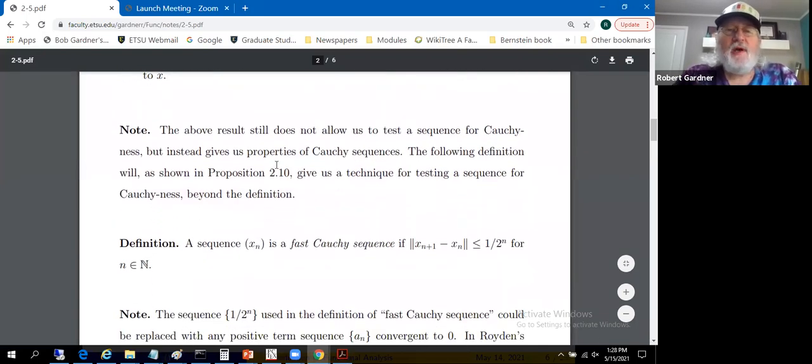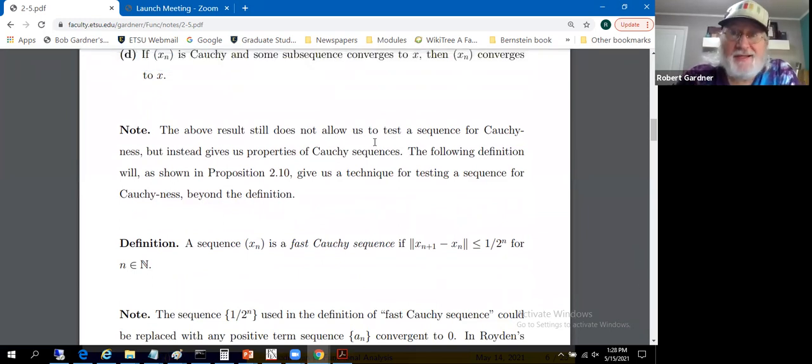All right, this previous result still doesn't allow us to test a sequence for Cauchiness. We got the definition. It gives us properties of Cauchy sequences. The next definition, as we'll show, gives a technique for testing a sequence for Cauchiness, something in addition to the definition, as we'll see. A sequence x_n is said to be a fast Cauchy sequence if the norm of x_{n+1} minus x_n is less than 1/2^n.